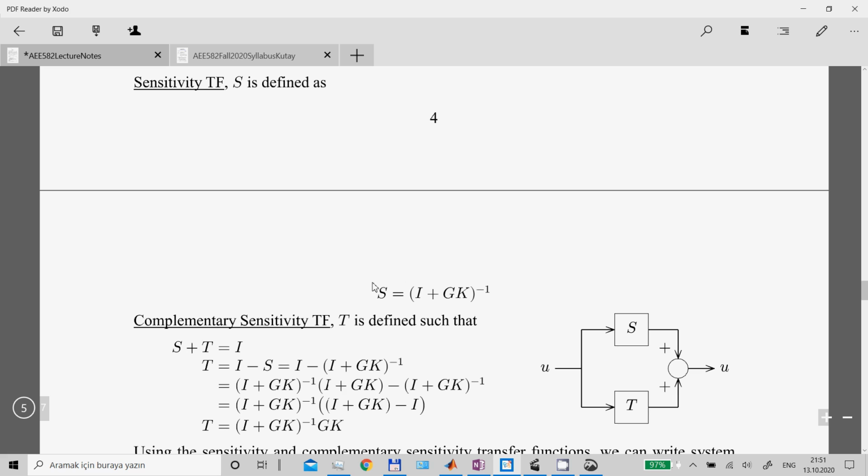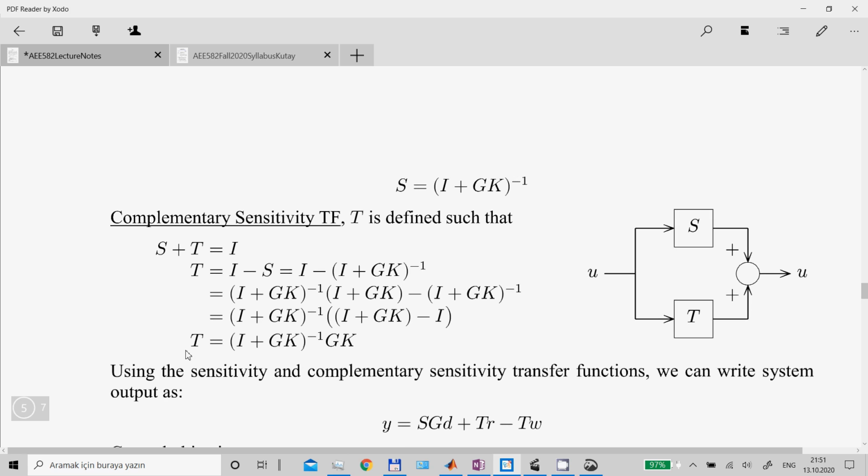So we know what S is, and now we can find out what T should be. This is where we start: S plus T should give the identity matrix. We know S, so we insert S there. T is equal to I minus S, and S is given by this transfer function. So you insert that there, I minus that, and we can simplify a little. Instead of the identity matrix, I can write (I plus GK) inverse times (I plus GK). These two multiplied together will obviously give the identity matrix, right?